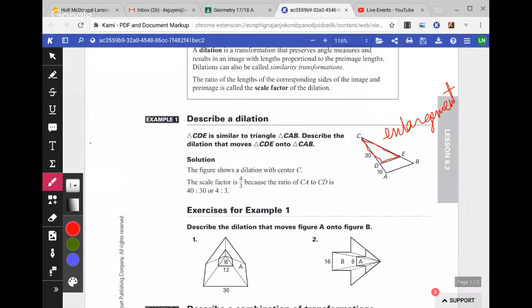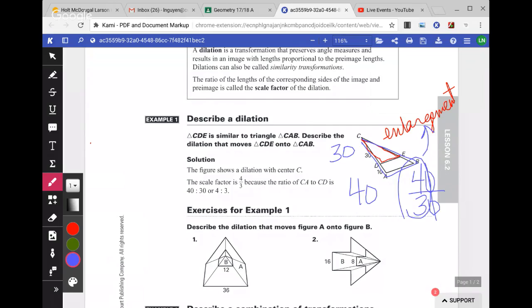So you're comparing where it went, the large triangle, and where it started, the red one. The side of the red one is 30. The side of the blue one is 40. Those are corresponding sides. Because it's getting larger, you always put the larger number on top. And then you can reduce that to 4/3. So your scale factor for your enlargement is 4/3.